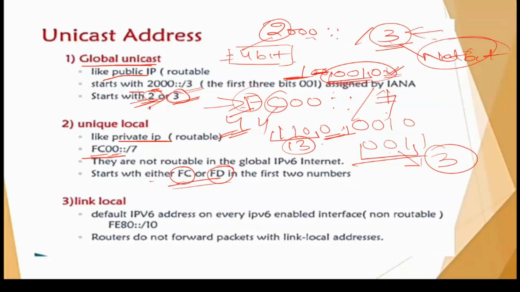So if you want to create any network using IPv6 addresses, then you can use FC and FD in your network. After that, you can change any digit. There is no issue, but you can't change FC and FD.